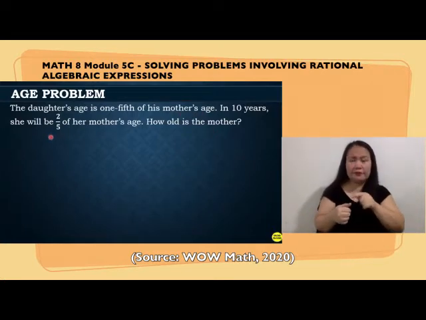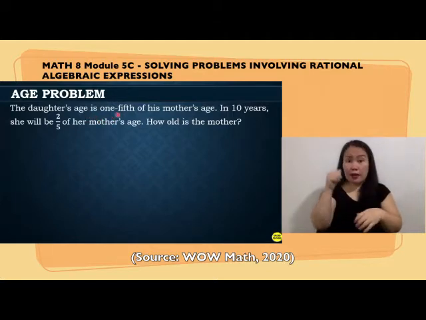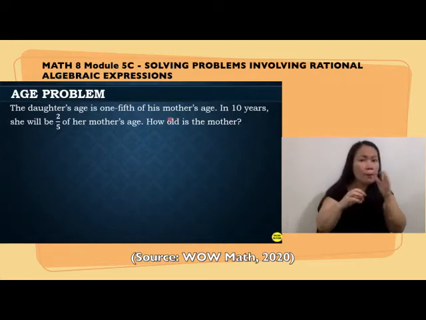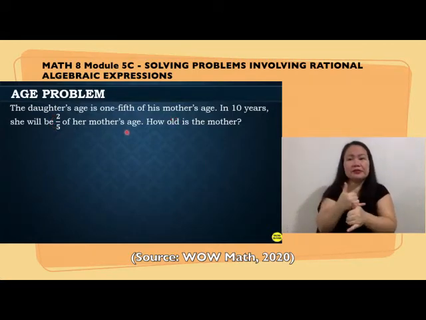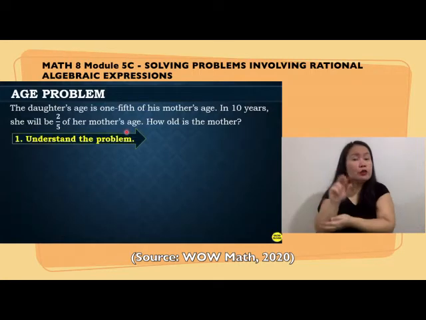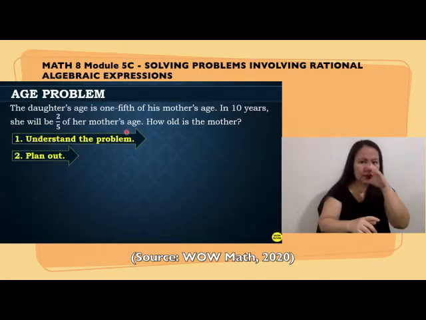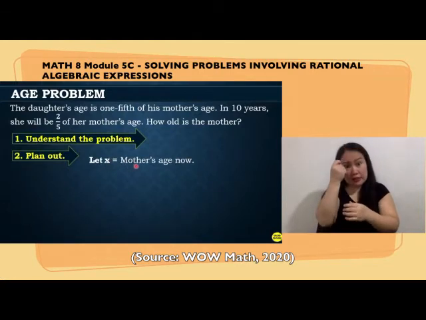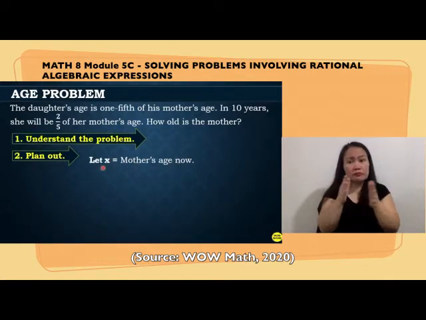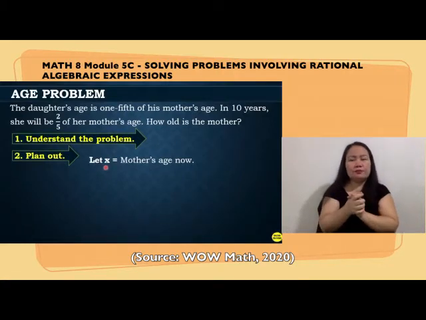Now, so let us understand the problem. Ang age ni daughter ay 1/5 ng age ng mother niya ngayon. After 10 years, the age of the daughter will be 2/5 of her mother's age. So, understanding the problem, we're done with that. Next, plan out. So, let x be the mother's age now. So, since hindi natin alam ang age ni mother, so we will represent this as x.